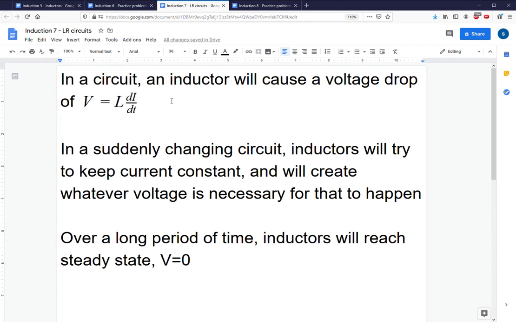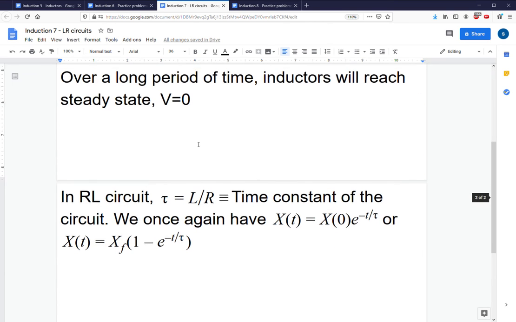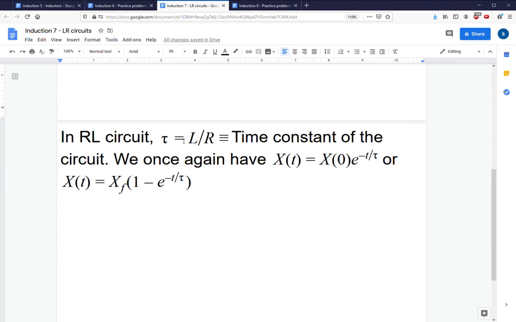Now, despite being nominally the opposite of a capacitor, an inductor still behaves a lot like a capacitor when placed in a circuit with resistors. In particular, we can still use the time constant equation, x(t) equals x naught times e to the negative t over tau, or x(t) equals final x times 1 minus e to the negative t over tau.